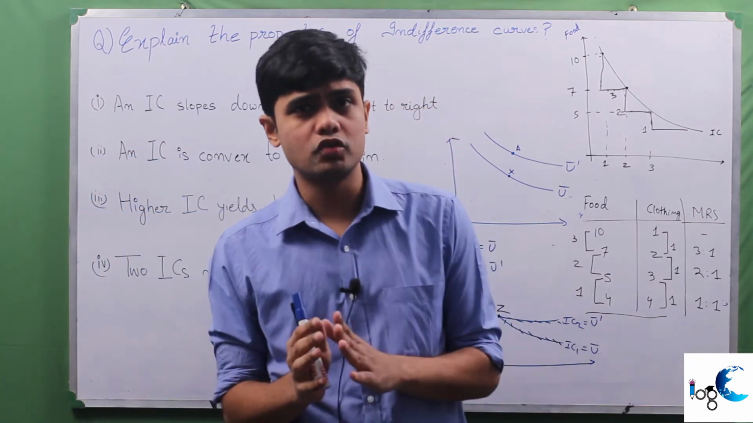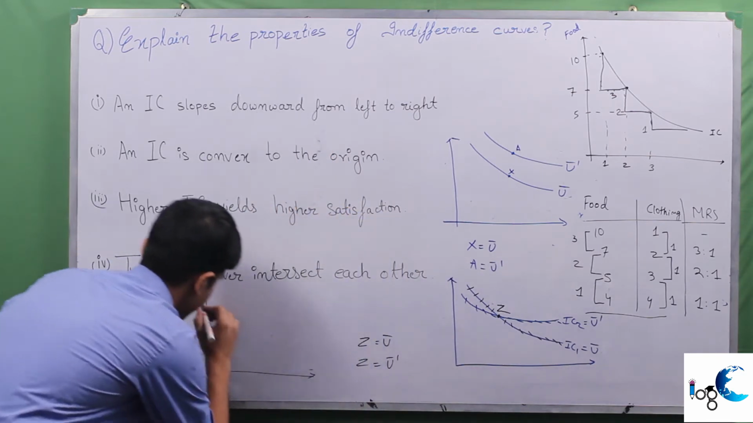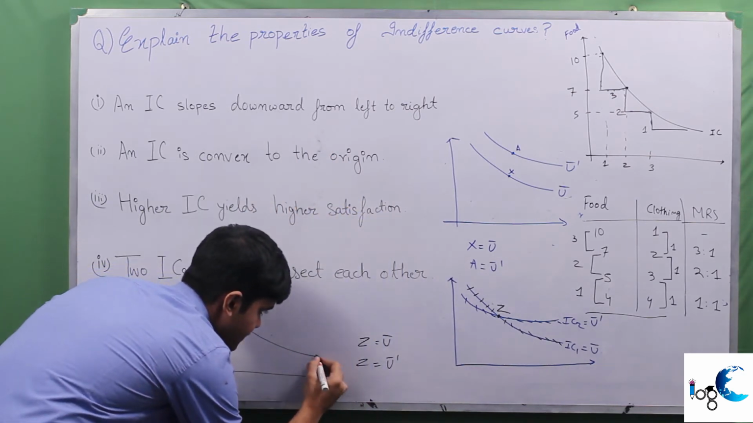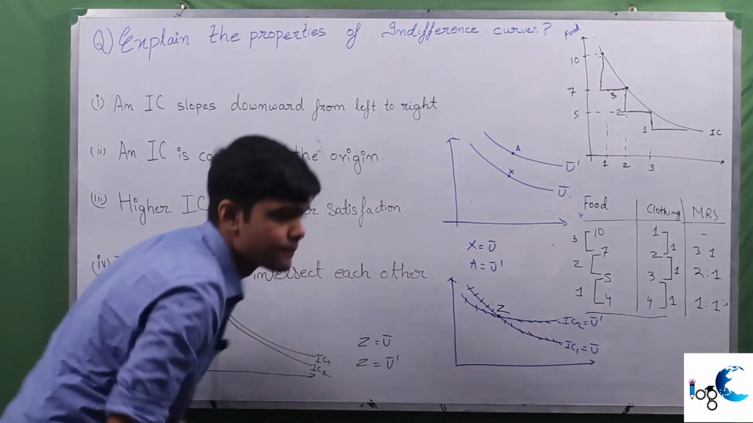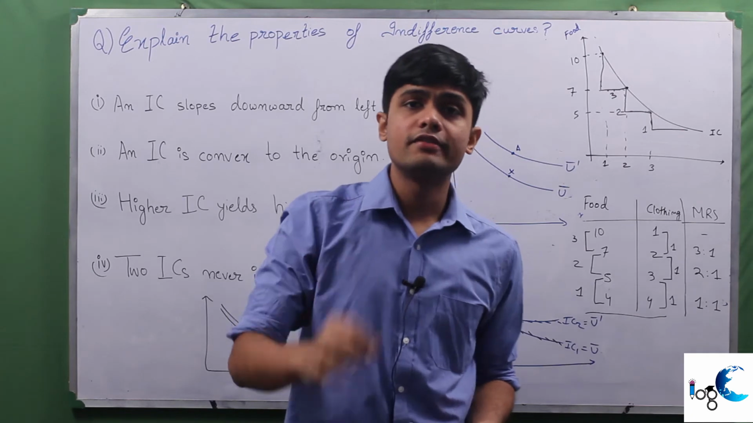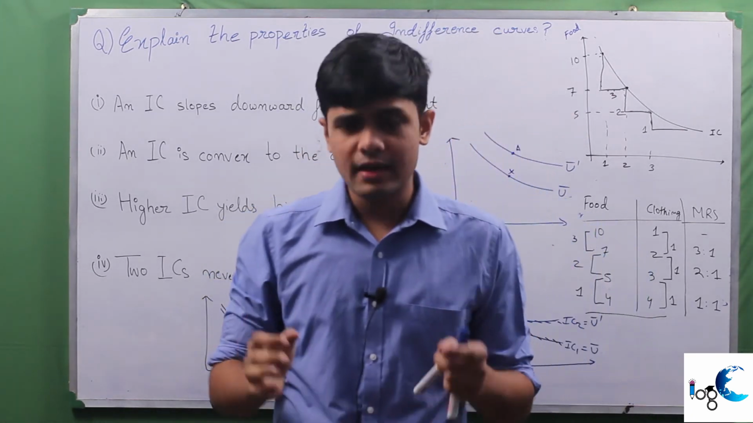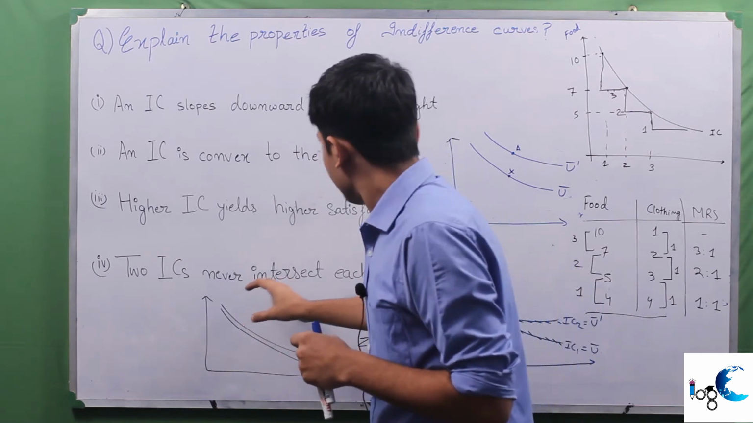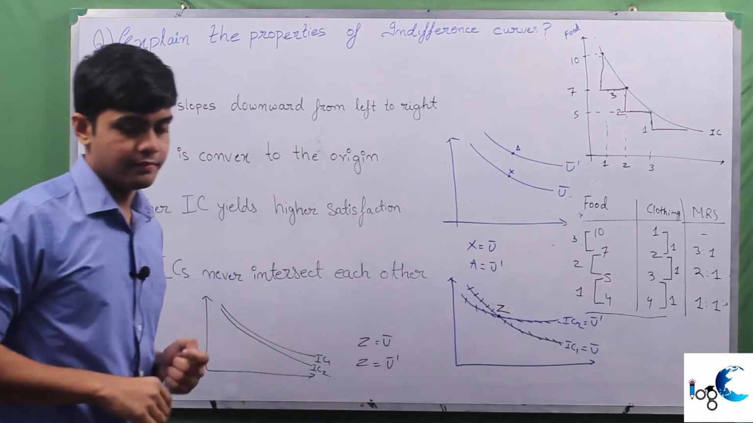They may lie very close to each other like this. Let it be IC1, let it be IC2. But they will never intersect each other. So they may lie parallel to each other, but they will never intersect. They never intersect like this. Okay.